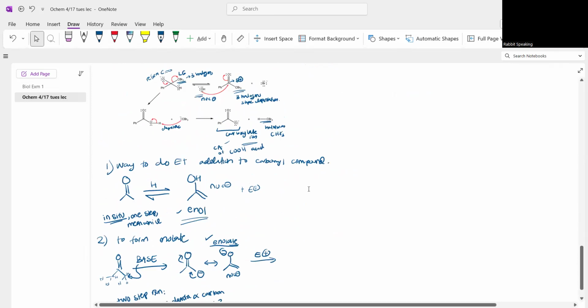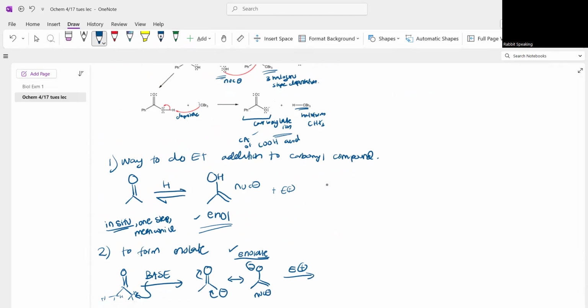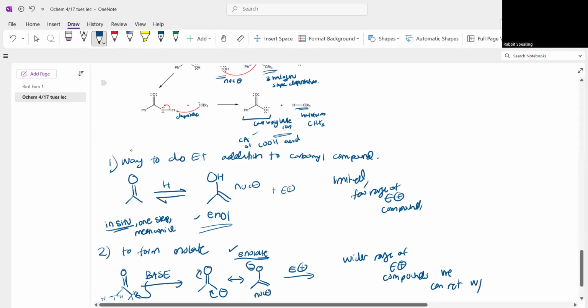Okay. And so another thing about this one is it's kind of limited. It can do a few electrophilic compounds. And then for this one, we can do a wider range of electrophilic compounds that we can react with. Let me proceed and show you like this part.